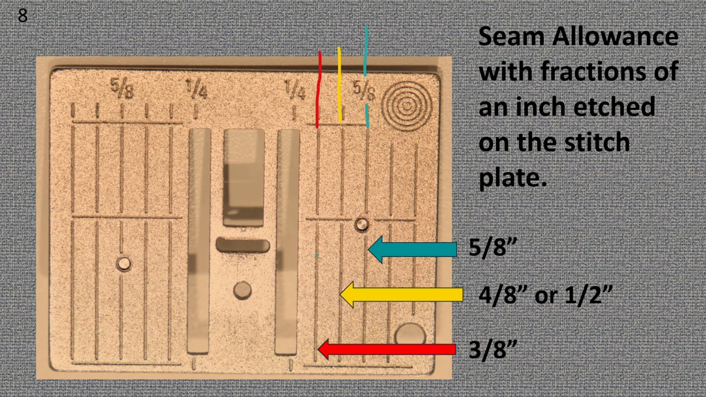You should look for clues on your stitch plate to help you remember which line is which. The red line closest to the needle is the 3/8 inch line. The yellow line is next. It is 1/2 inch, and the blue line is the 5/8 inch line. I have not colored in the other lines. There are 2 extra lines to the right, and they are 3/4 of an inch and 7/8 of an inch, which we do not use very often. There is also a mark in front of the presser foot that marks the 1/4 inch seam allowance. We will talk about the 1/4 inch in another lesson.